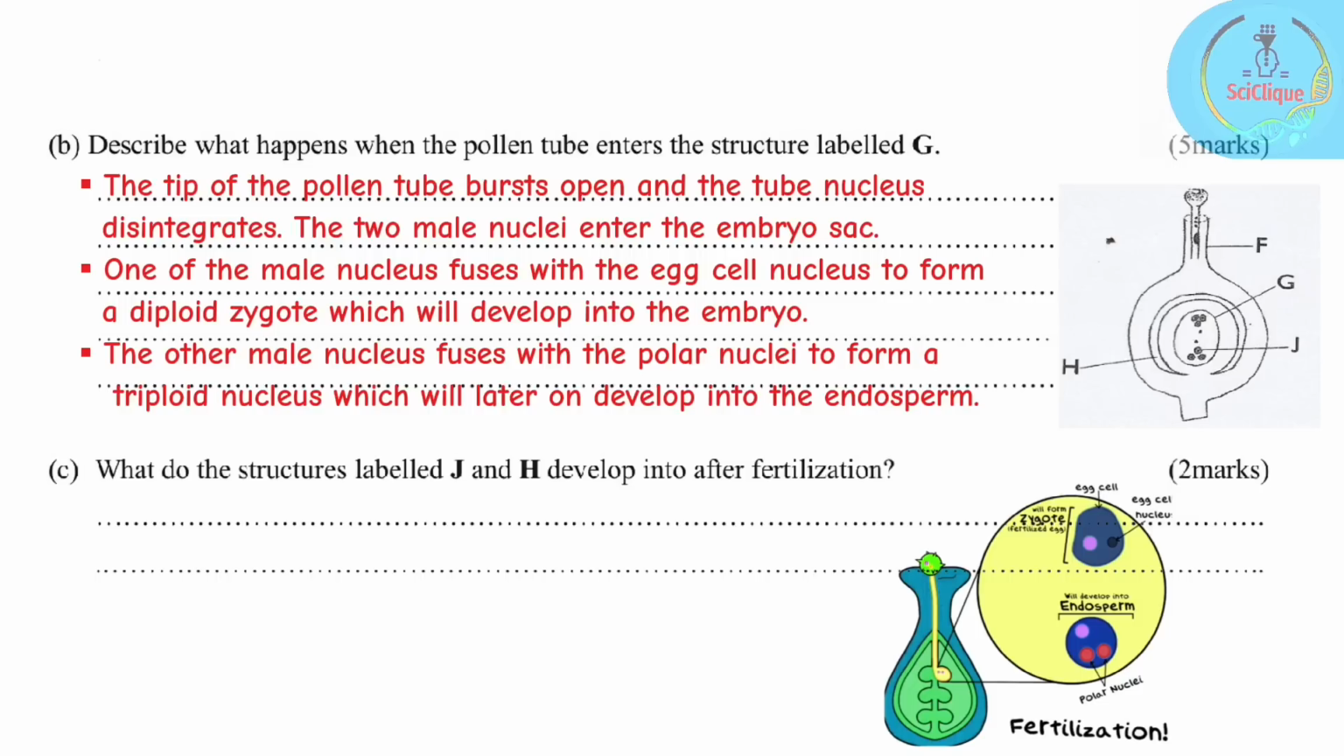Okay. Let me break it down for us, okay? Now, whatever is happening here is a process that is known as double fertilization. This is a process that is unique to flowering plants.